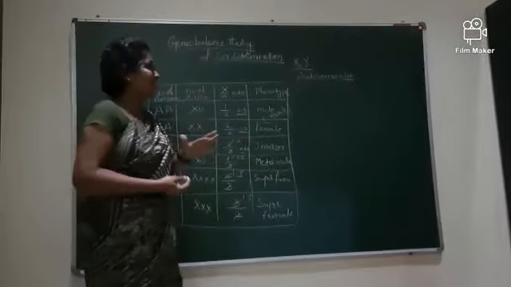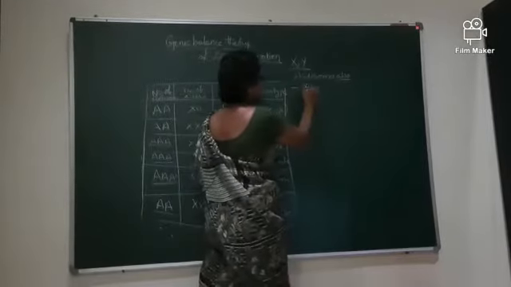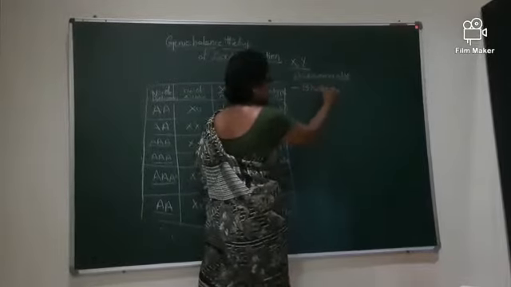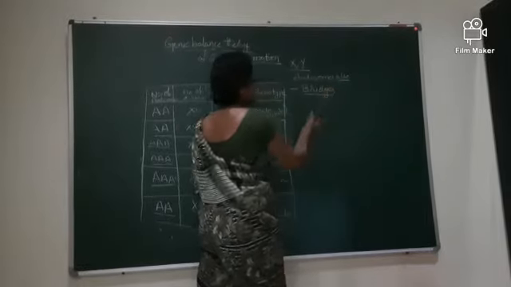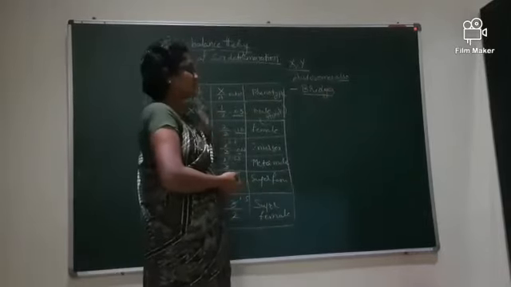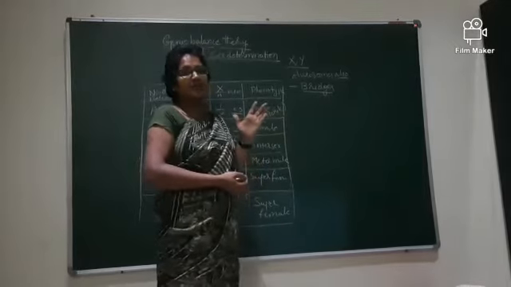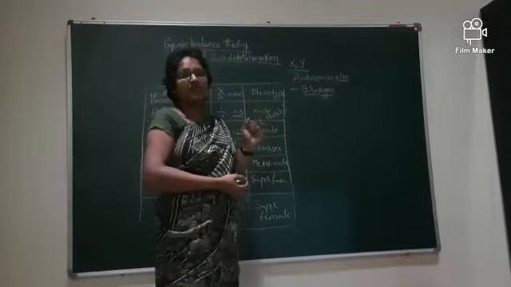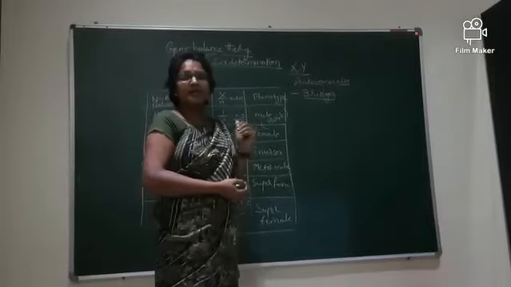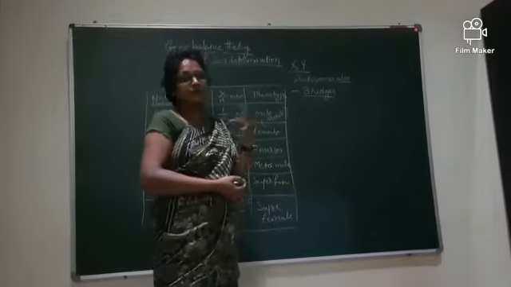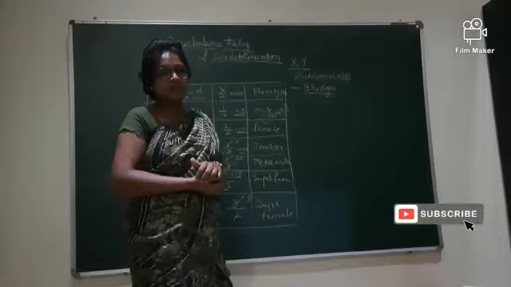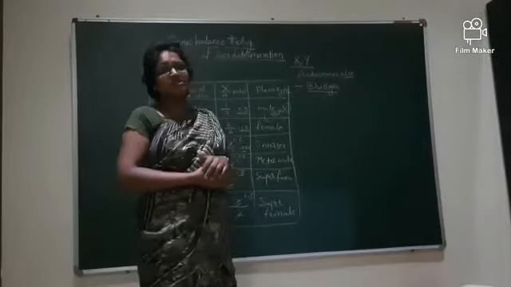Who said that? Bridges explained the genic balance theory of sex determination, the mechanics of sex determination, by taking Drosophila melanogaster as an example, and he explained how the autosomes play an important role in determining the sex of an individual.